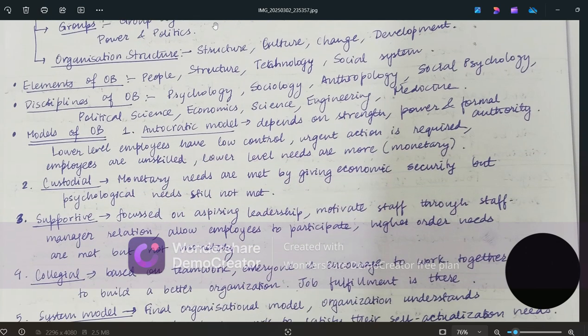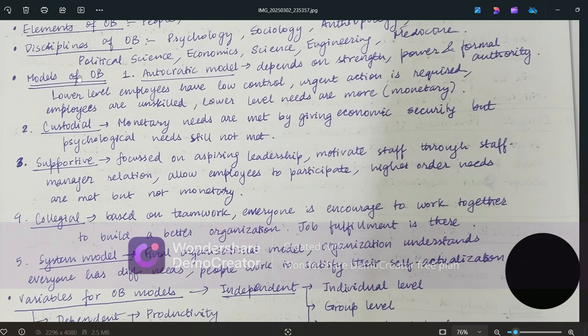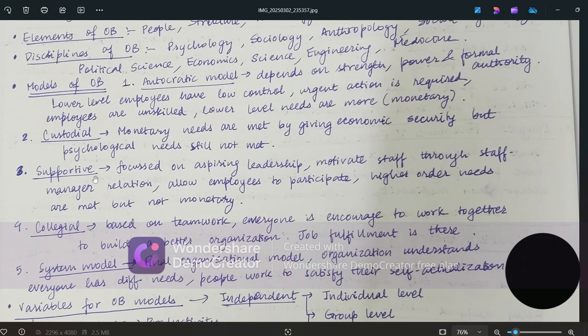Now, what are the elements of OB? They are people, structure, technology, and social system. Four elements are there: people, structure, technology, and social system. Next is disciplines of OB. This can be psychology, sociology, anthropology, social psychology, political science, economic science, engineering, medicine, and in all these disciplines OB is used basically. So there are five kinds of models for organizational behavior.